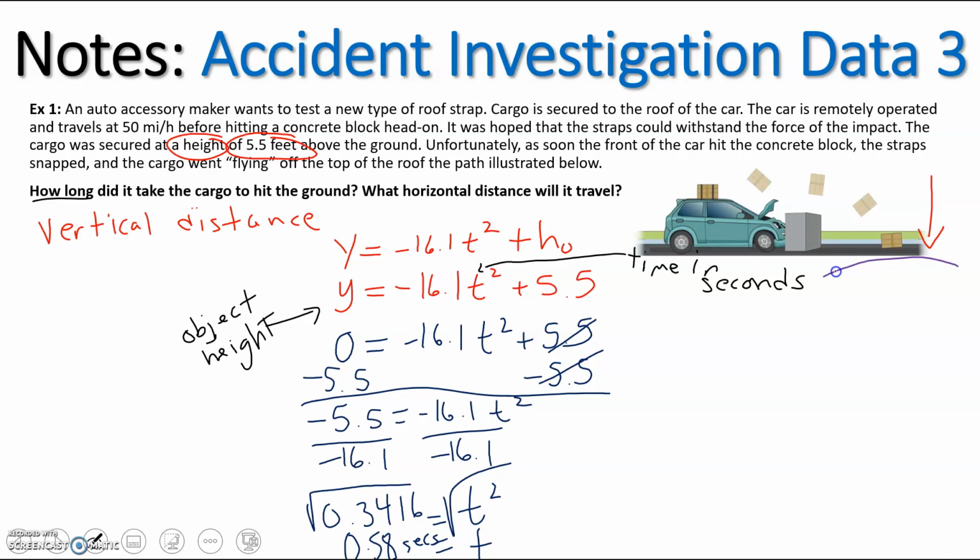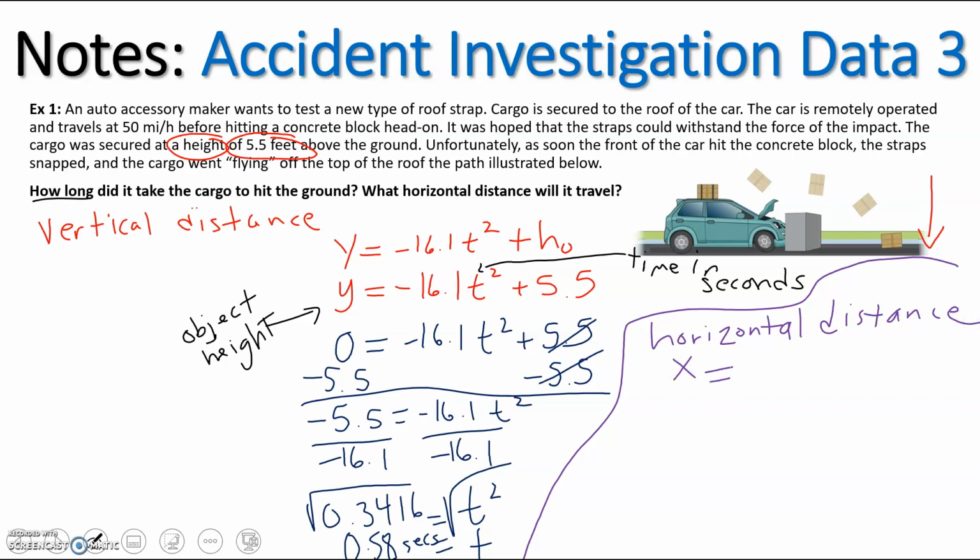Now our second question is about horizontal distance. We know in physics, horizontal distance is measured as x is equal to our initial velocity, or speed, times time. In this case, we know that our speed is 50 miles per hour. However, we know that our measurement is in seconds. So we're going to go ahead and convert 50 miles per hour into feet per hour and then into feet per second.